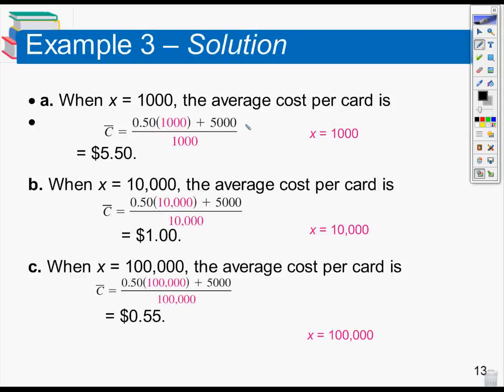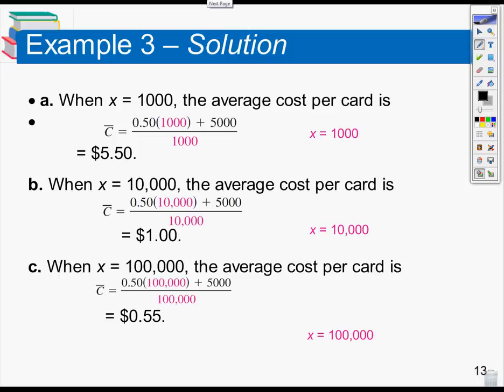So the first thing we want to do is just calculate at 1,000, 10,000, and 100,000. So I'm just going to plug in those values, really. I'm going to put in 1,000 here and here. The value I get out is 550. That's how much it's going to cost per card on average when I make 1,000. Put in 10,000. What do I get? Well, it's going to cost me an average of $1 to make each one when it's 10,000 of them. And what about 100,000? Well, it's an average of 55 cents to make one of them when I make 100,000 at a time.